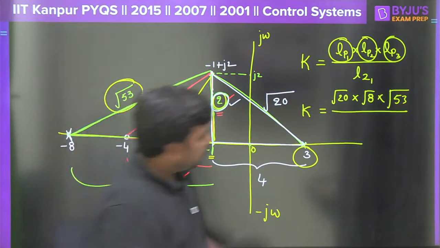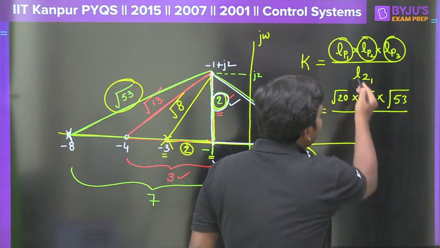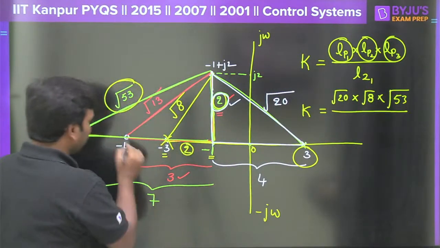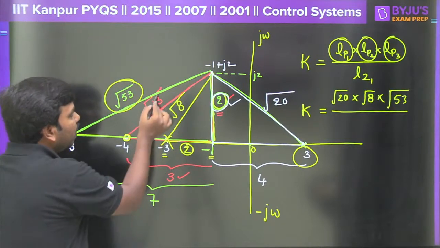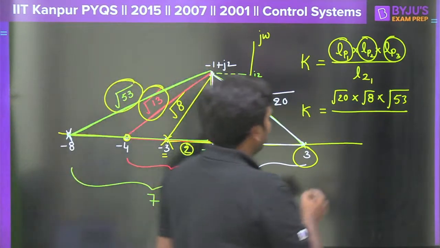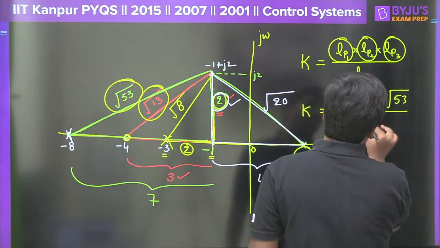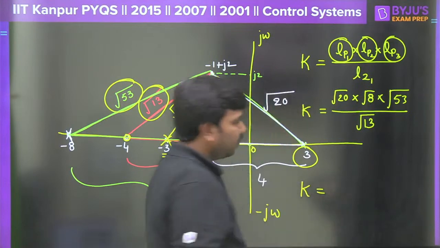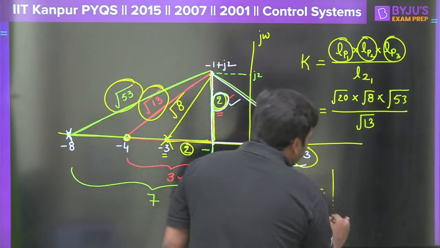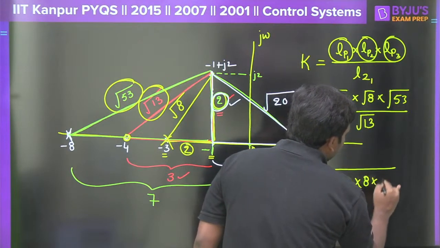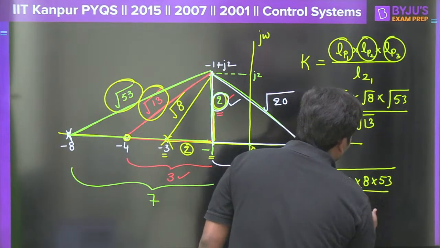Fine. Now when you make it this, the last one is in the denominator, the length from zero 1. You have only 1 zero, that is here at minus 4, and root 13 is going to be the length from that point to the zero here. So root 13 here. So obviously if you make the final calculation, K will be equal to, look at this, under root of 20 into 8 into 53 divided by 13.